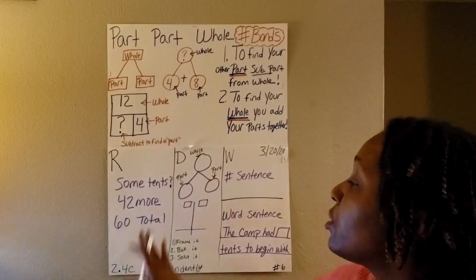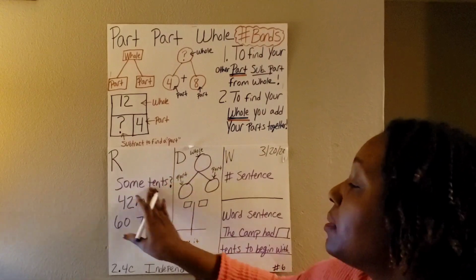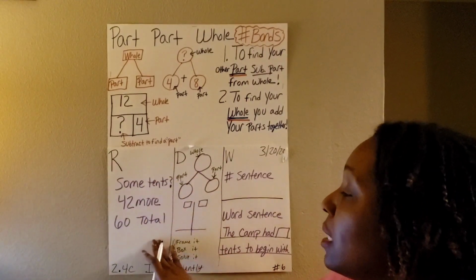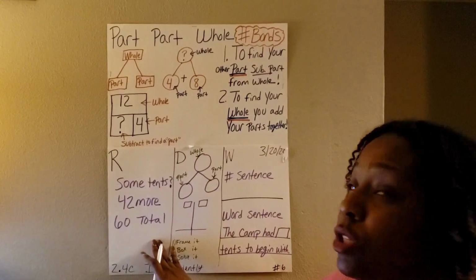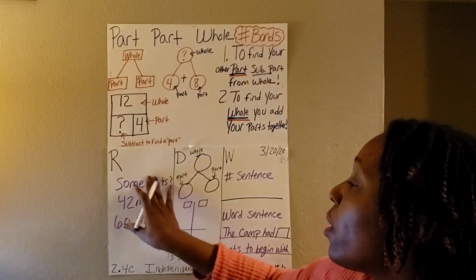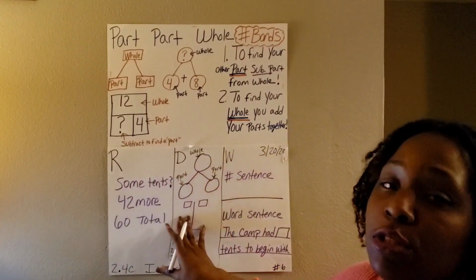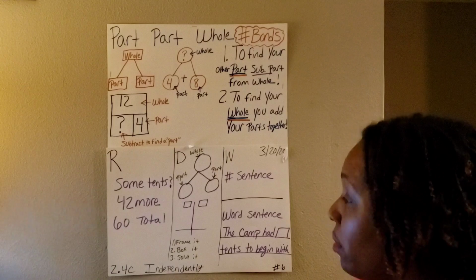So I started with some tenths. Then some campers came along and added 42 more tenths. And then at the end, I had a total of 60. So where would you plug in 60 and where would you plug in 42 here? Go ahead and figure that out.